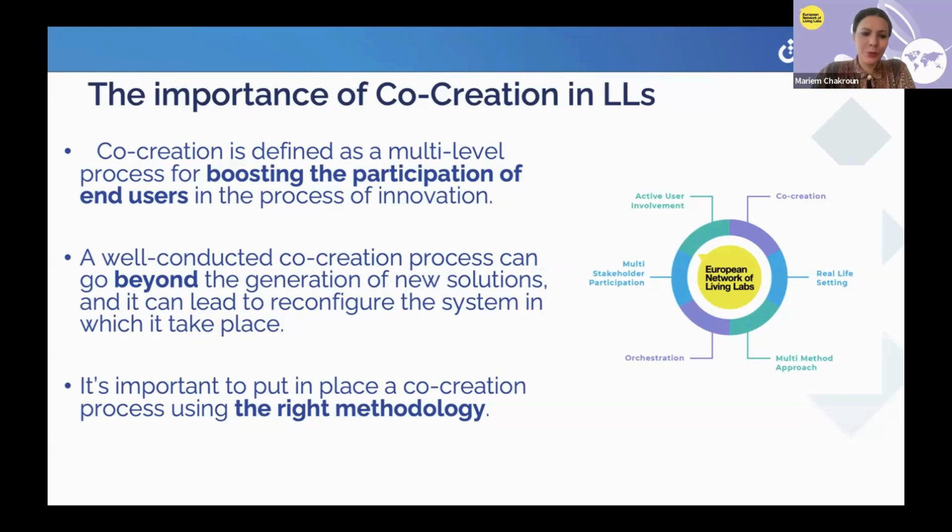And it's very important to note that to put a co-creation process in place, we need to use the right methodology for this process. So we always need to adapt the right tools and methodologies to the outcomes that we are expecting to have.